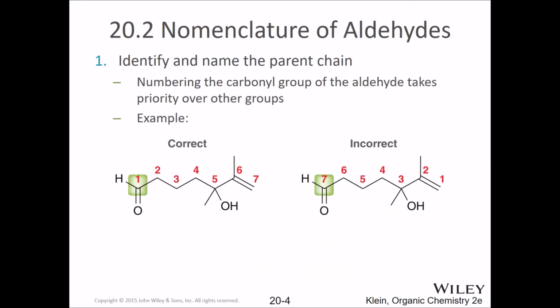Now, numbering the carbonyl group of the aldehyde takes priority over other groups. So this was a high priority group before, right? But now it's going to be the aldehyde because it's more oxidized, really. Or because that's what the rule is. All right, that's fine. 1, 2, 3, 4, 5, 6, 7 instead of 1, 2, 3, right? There's the lower number for the hydroxy. It's 5 over here and 7 over here, or it's 1 and 5. Numbering the carbonyl group of the aldehyde takes priority.